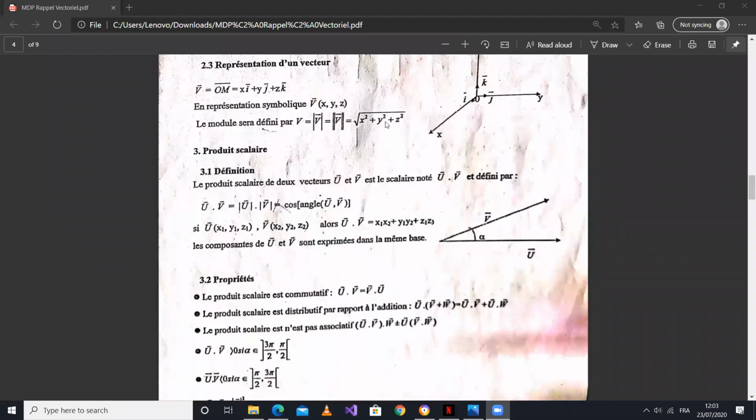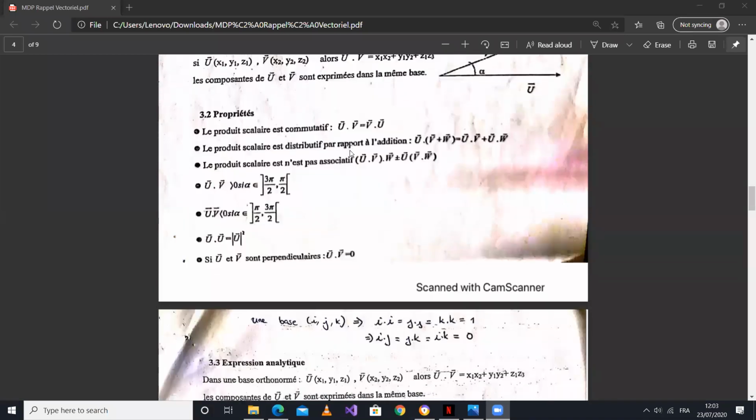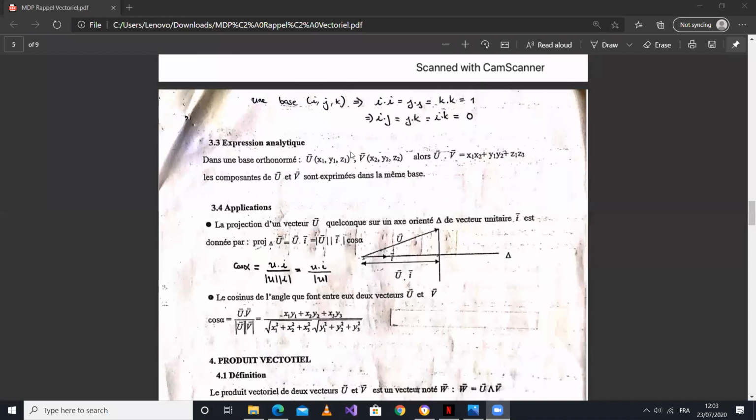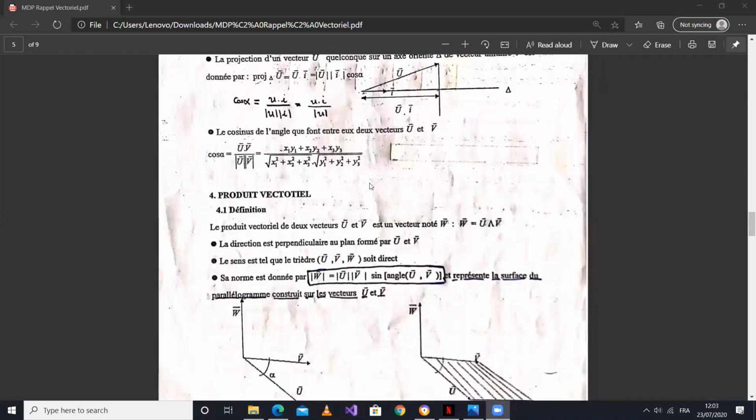Then we looked at the produit scalaire. We looked at the expression analytique of the produit scalaire. We also looked at this formula here for the produit scalaire. We looked at the properties of the produit scalaire. And finally, we ended with the applications of the produit scalaire, hoping that all this was clear. Today, we shall pick it up from the produit vectoriel. Yesterday, we were looking at the produit scalaire. Today, we are going to look at the produit vectoriel.